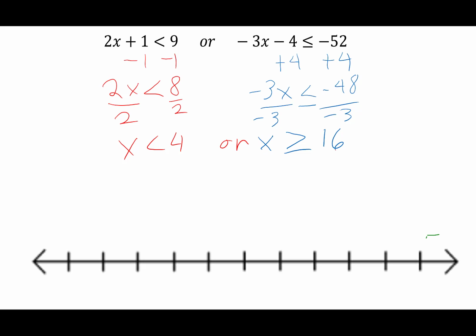All right, so from here, I'm going to graph mine. I have an open circle at 4, and I'm shading to the left. And then at 16, I have an open circle, and I'm shading to the right because it's greater than, sorry, not an open circle, a closed circle. It's greater than or equal to.